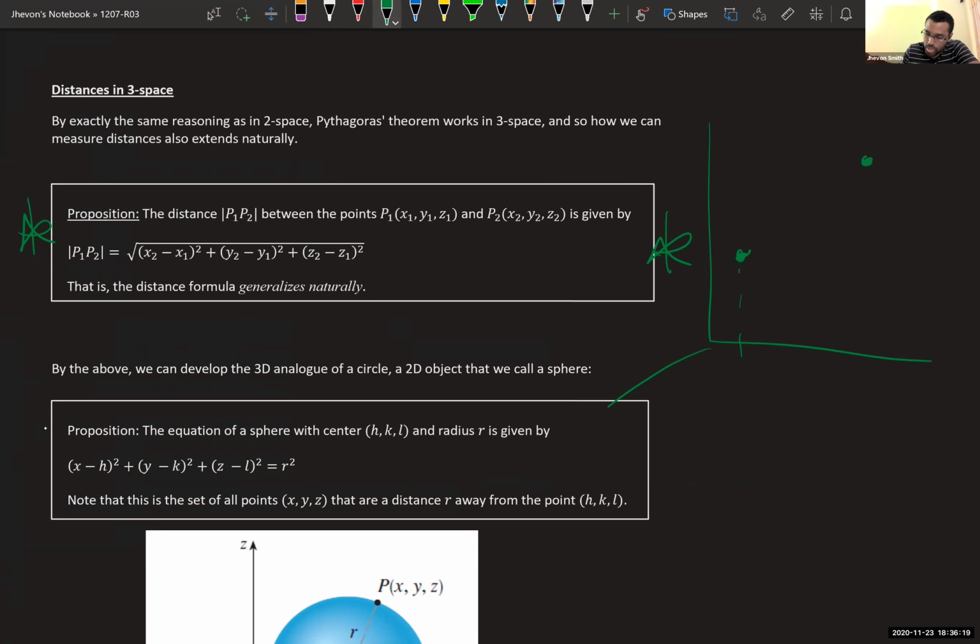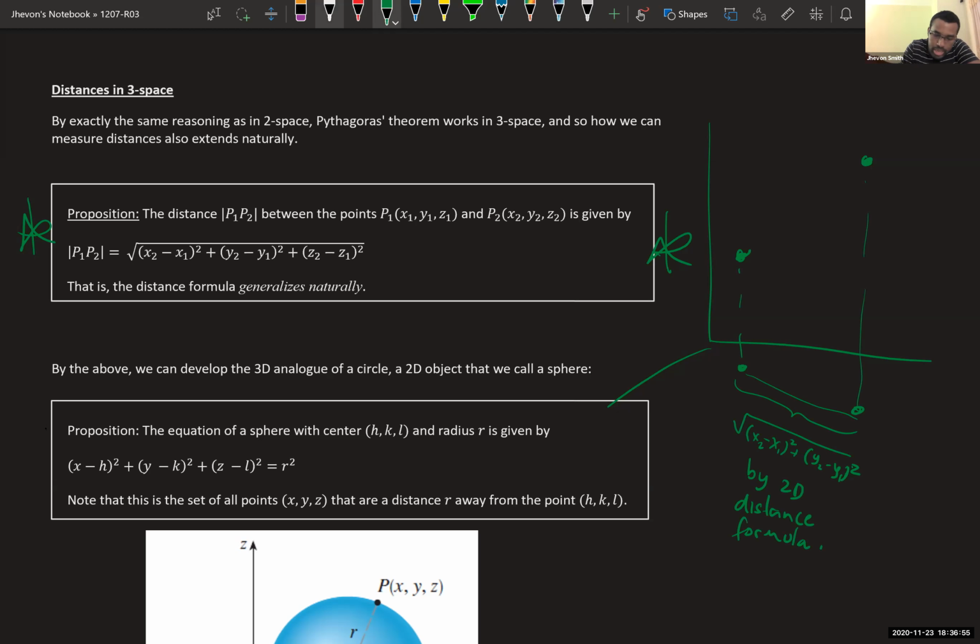right? So these points you can project to 2 points down in the xy plane. This here, you can find that distance being x2 minus x1 squared plus y2 minus y1 squared by the 2D distance formula. So Pythagoras' theorem.